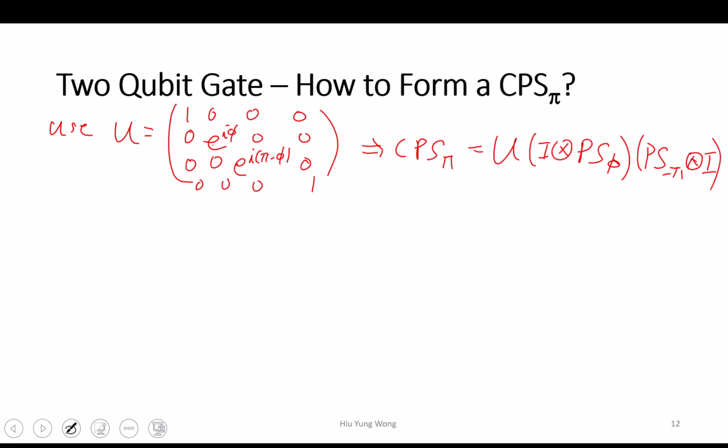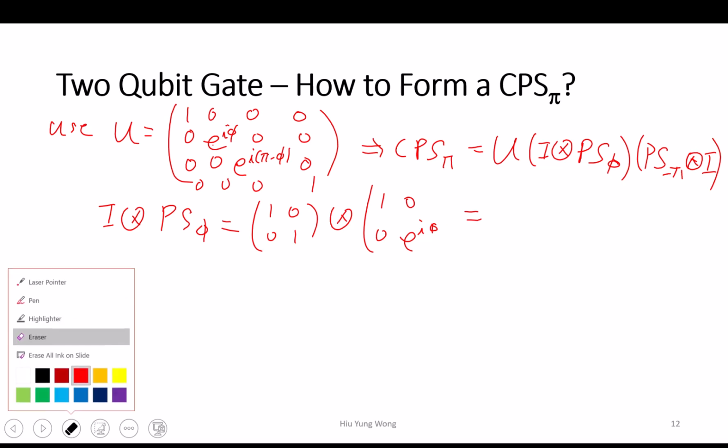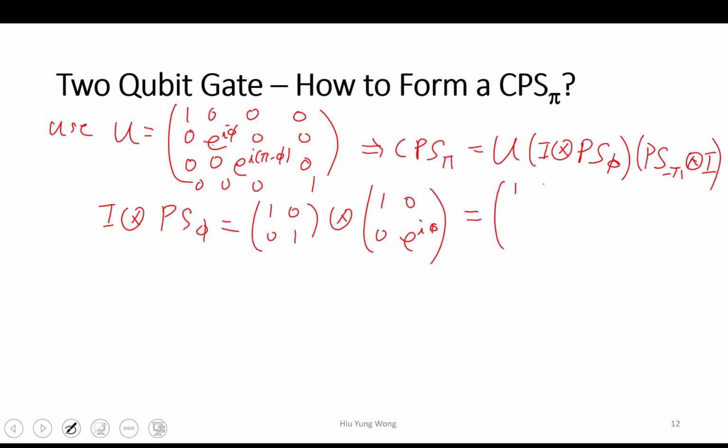Okay, so let's review a little bit, right? What is I tensor product phase shift gate? Again, this is 1001 tensor product, and what is the phase shift gate? No negative, yeah, just i phi, right? With this, then you get what? 1000 e to the power i phi, right? Remember, I hope that you know how to do tensor product. Just put the whole thing to here, and then put the whole thing to here, right? And then the rest are just zero. And then 1000 e to the power i phi. Yeah, that's how you get this gate. It's a diagonal gate, right?